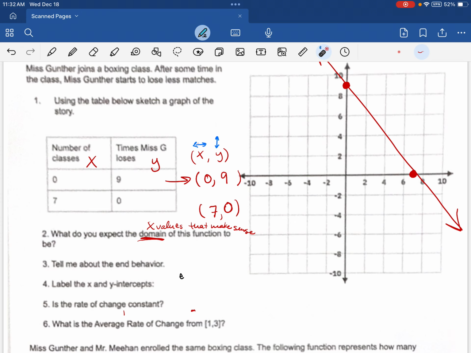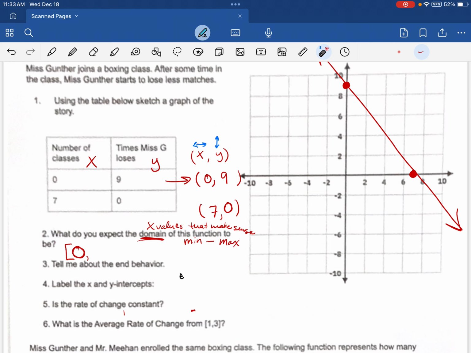All right, let's take a look at this. When we're talking about domain, a lot of the time we talk about what's the minimum value we can have and what's the maximum value we can have. So what's the minimum number of classes that I can take? Well, since I can't have negative classes, the minimum number of classes I can take is 0. Put a square bracket around that.